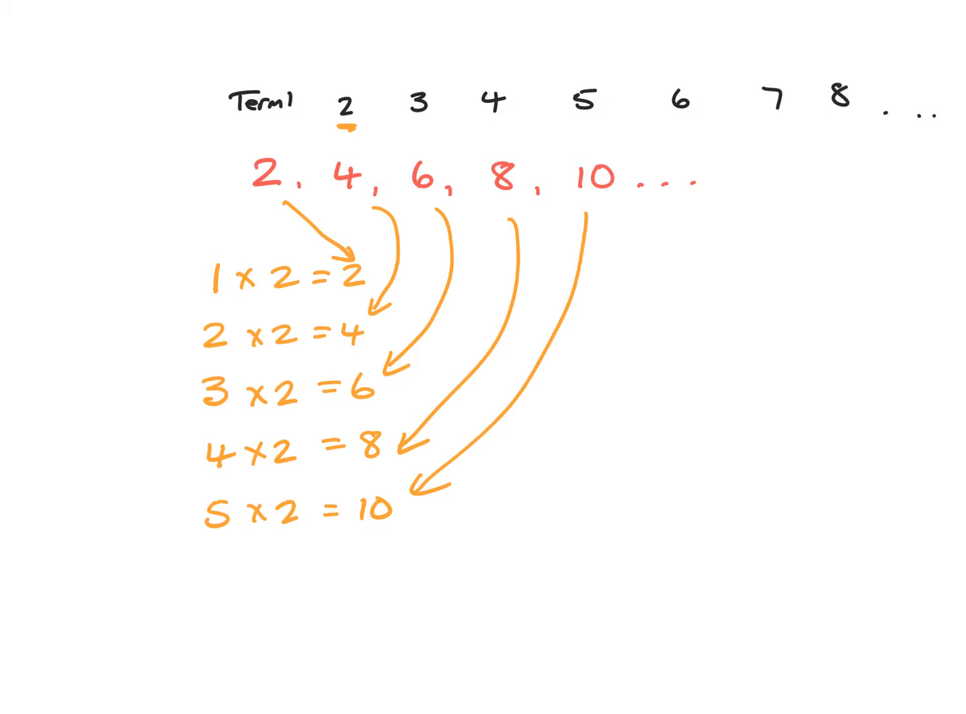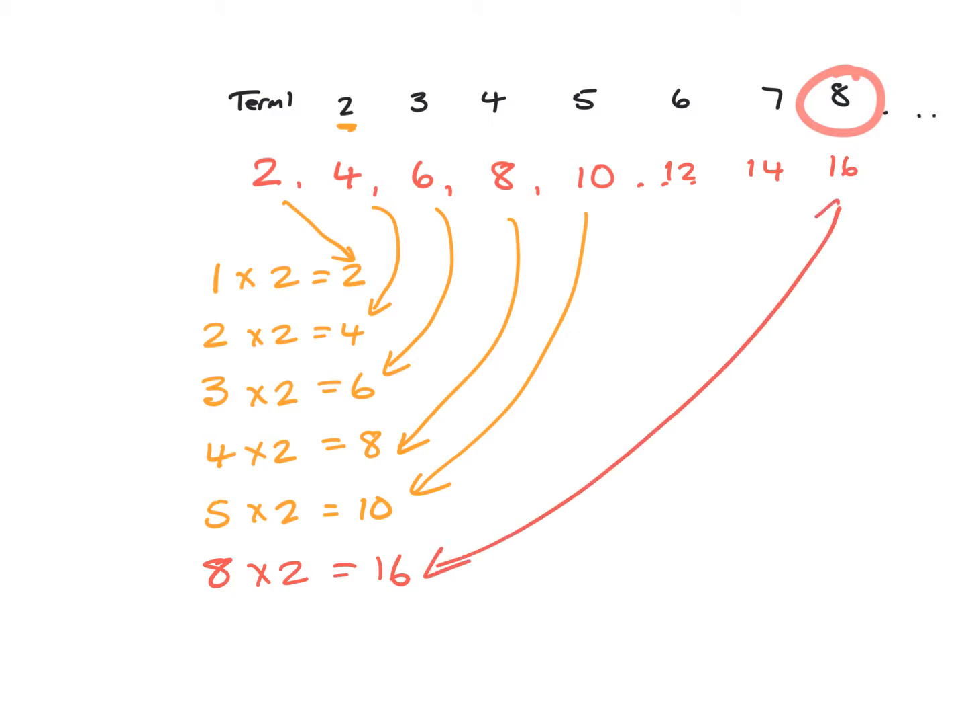Alright. Now if I wanted to find out what my 8th term was, I could simply go term 8 multiplied by 2 would be 16. And let's see if that would be correct. We're going up in 2s, so term 6 is going to be 12, 14, 16. Is that correct? Yes, it is. So we got it correct.